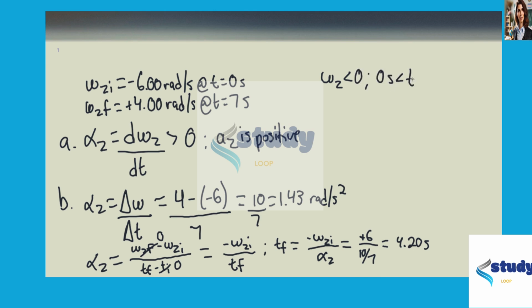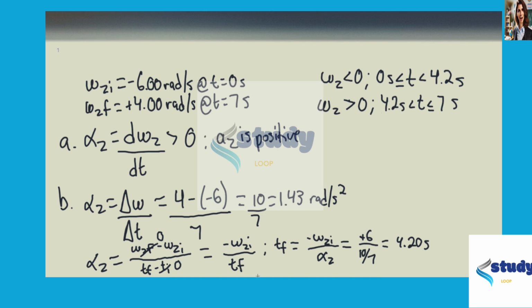So what this really means is that omega z is going to be less than 0 from 0 seconds to 4.2 seconds. And we're not including 4.2 seconds because the angular velocity at 4.2 seconds is going to be 0. Then we have angular velocity greater than 0 from 4.2 seconds to 7 seconds, and we're including 7 seconds. And again, we don't include 4.2 seconds. So this would be your answer for part B.